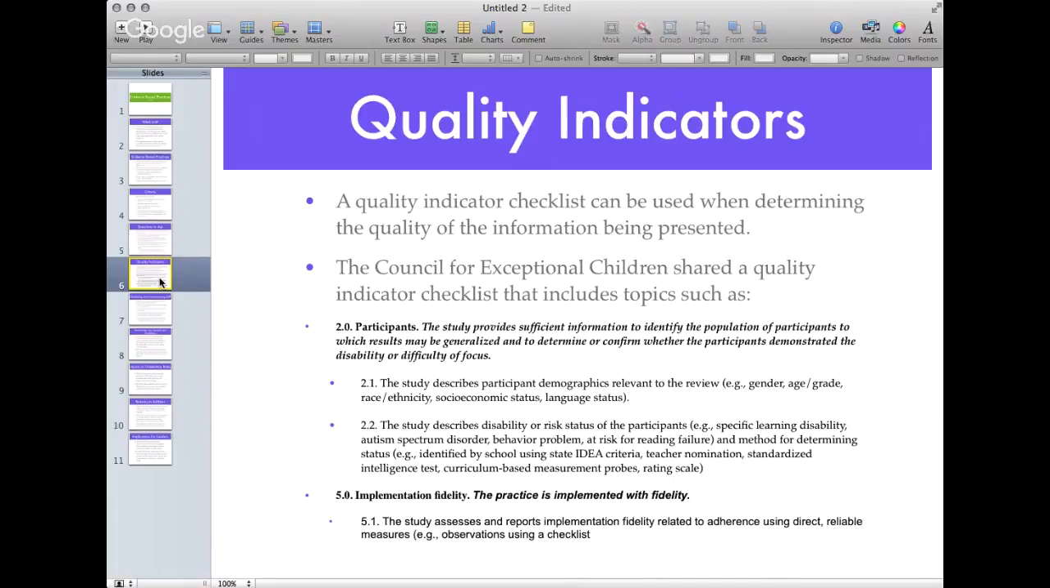Another category that they had was implementation fidelity. The practice is implemented with fidelity. And the subcategory was that the study assesses and reports implementation fidelity related to adherence using direct, reliable measures. So that could include observations with a checklist.